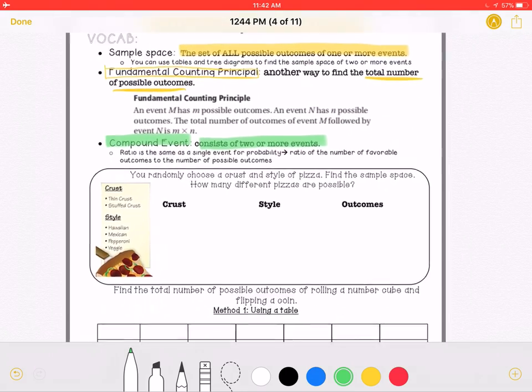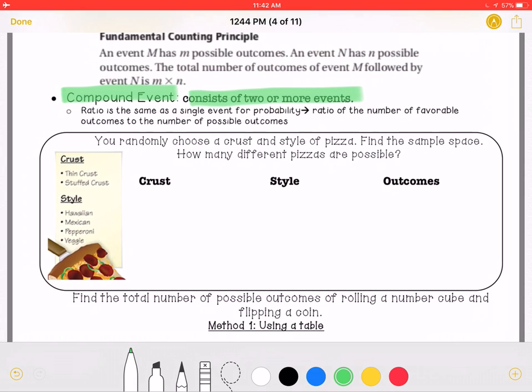So let's look at an example here. Our first example: you randomly choose a crust and style of pizza. Find the sample space. How many different pizzas are there? So we're going to find the sample space. The sample space, again, wants you to list every single possibility, all of the different outcomes.